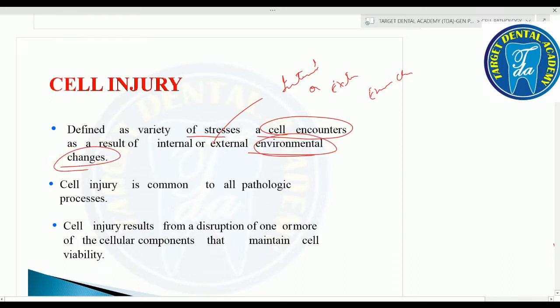So cell injury is common to all the pathological processes. The cell injury results from a disruption of one or more of the cellular components that maintain the cell viability.